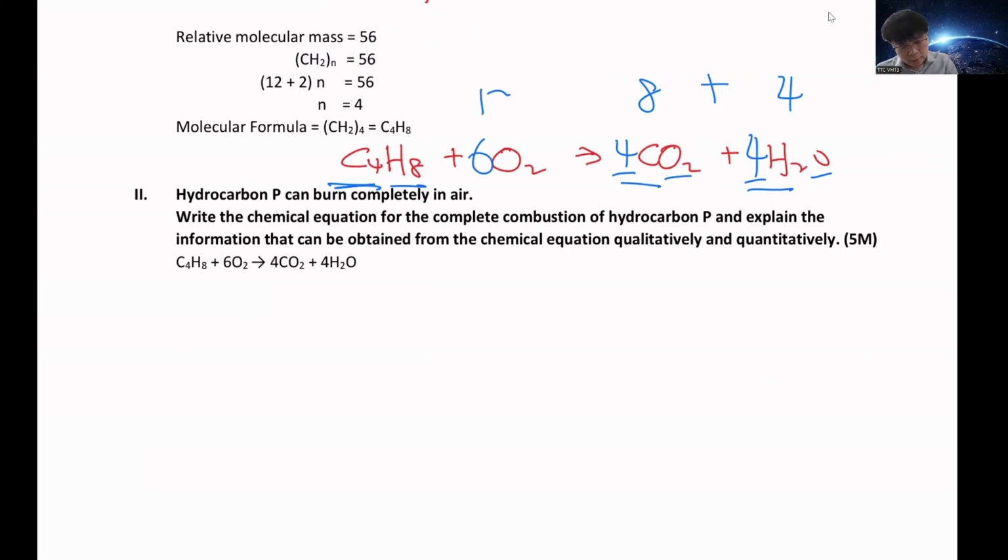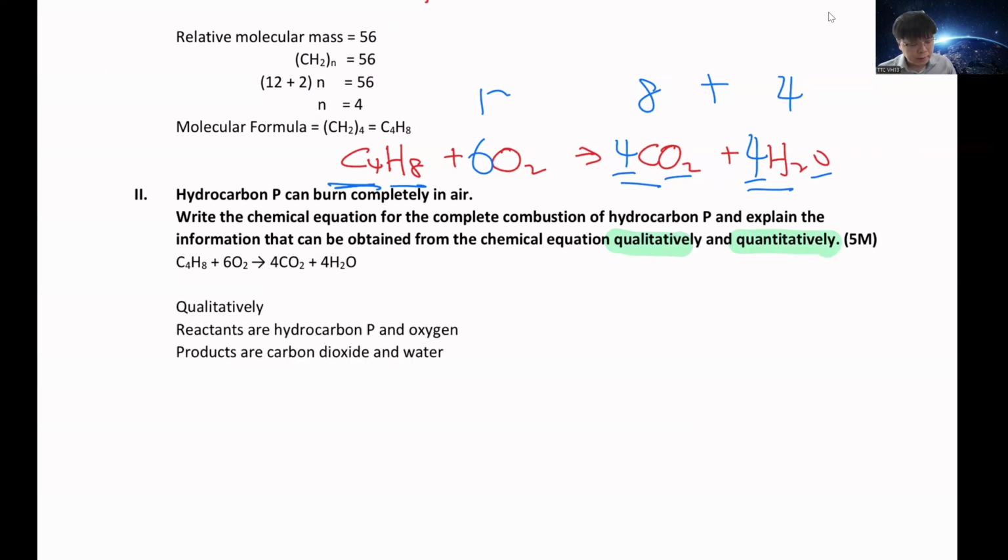After that, they want information qualitatively and quantitatively. Okay, what is qualitatively then? Qualitatively is tell me who is the reactant, who is the product. So the reactant are hydrocarbon P, which is C4H8, then with oxygen gas. Then the product is carbon dioxide gas and the water. So this is your reactant, this is your product.